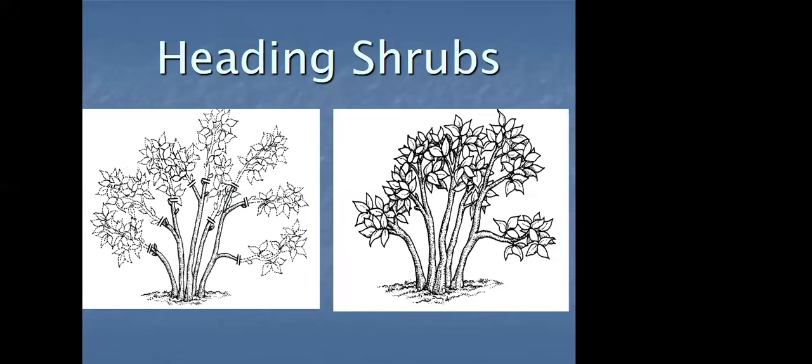You can do a little bit of heading back on them. Don't go back too far into old wood where there's no leaves showing, because you're probably going to prune back and not get any new growth. So you want to stay in the zone where you're still seeing leaves and just prune above a bud.